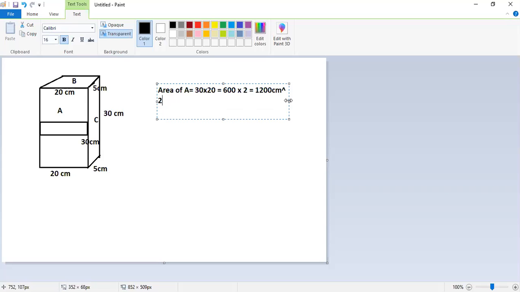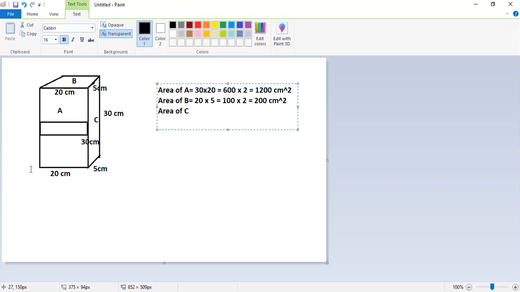Okay, now moving to area of B. This is the top and the bottom, right? So B is going to be, now length is 20 and the width is 5. Okay, so 20 multiplied by 5 is going to give you 100. Now this is only for the top part. So for the bottom part, again, we will multiply by 2, which is going to be equal to 200 square centimeter.